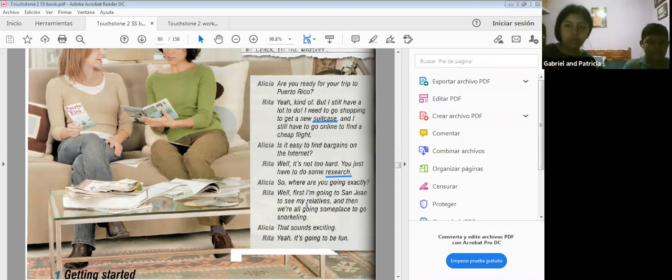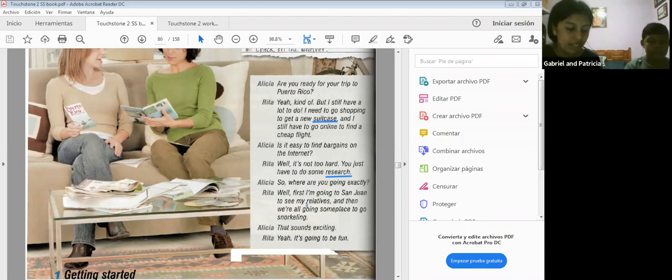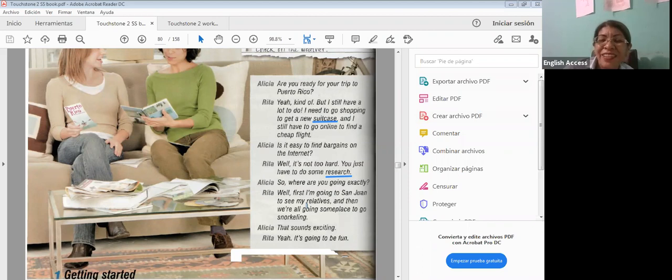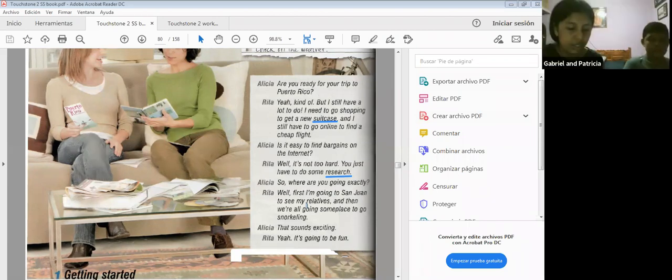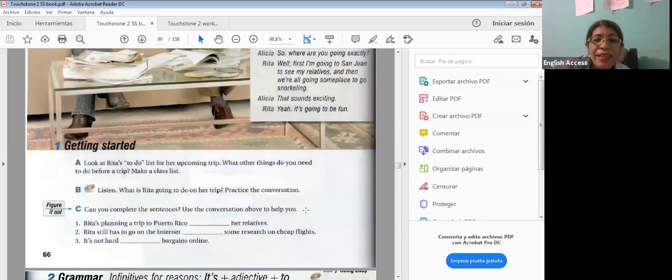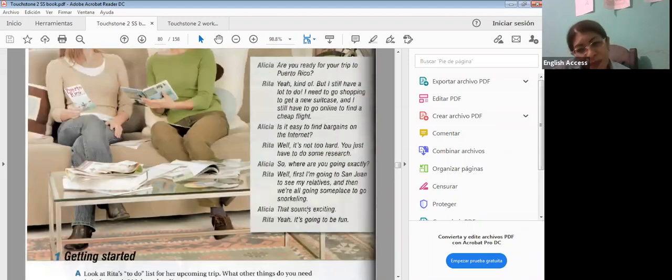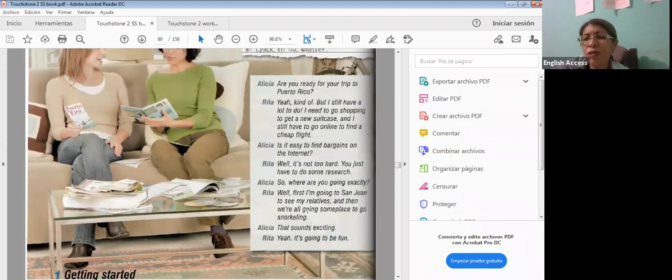Okay. Let's see, Patty, let's repeat after me, please. Suitcase, suitcase. Research, research. Research. And suitcase. Okay, guys, thank you. Excellent. Okay, so let's see, the book asks, what is Rita going to do on her trip? According to this conversation, what is she going to do on her trip?